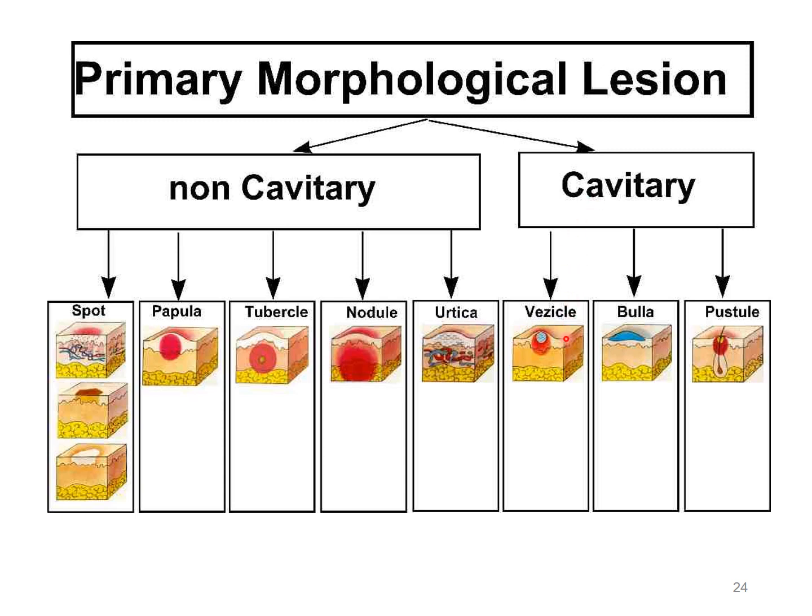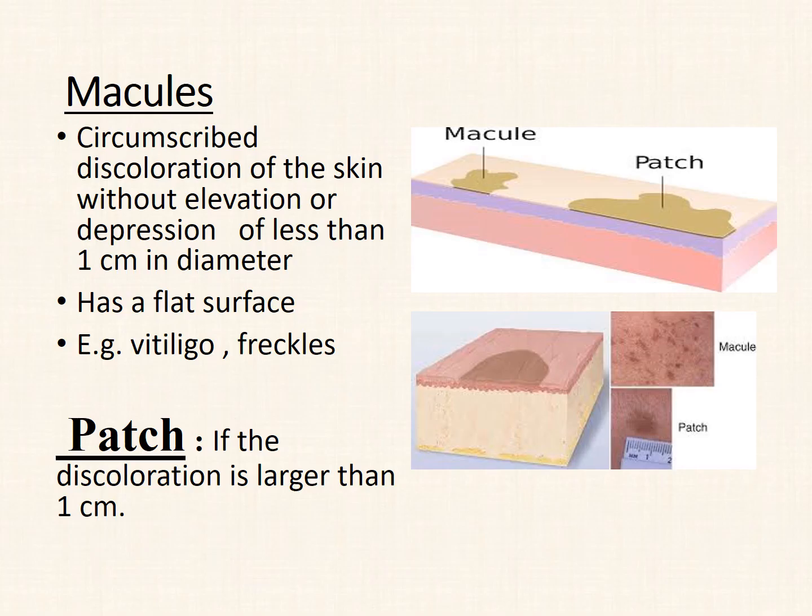And cavitary, or with space, and exudative elements. These are infiltrative elements, and these 3 are exudative elements. So some exudate takes place. Exudate may be serous, blood serous, or pus. Vesicle, bulla, and pustula belong to cavitary or exudative elements. So then we start from macules or spot.